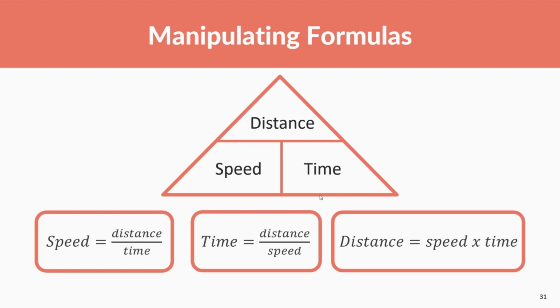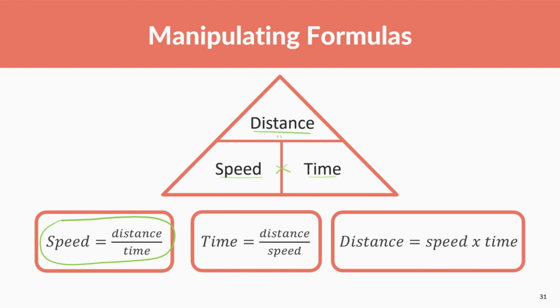First of all, let's talk a little bit about manipulating formulas. So we have the main formula here: speed is equal to distance divided by time. And if you look at this triangle here, I hope it can make sense to you. Speed is equal to the distance divided by the time. Another way to look at it is time: time is equal to the distance divided by the speed. If you have trouble with the algebra, this is something that you can do. Now let's look at the distance. Distance is equal to speed times time.